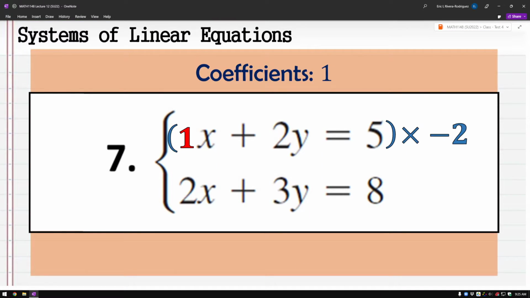We are going to multiply the first equation by negative 2. Negative 2, where did this value come from? Well, I saw the coefficient of 2x, the coefficient of the x term of the second equation, and that is 2, so I need to multiply my entire first equation by its opposite value. So that way we can eliminate the x value.